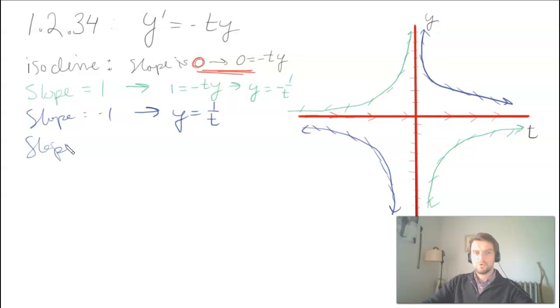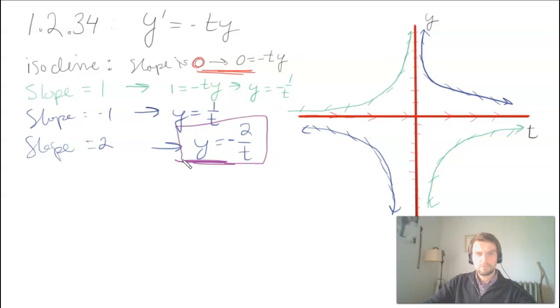Maybe we should draw 1 or 2 more. If the slope is, say, positive 2, then what we're going to end up with is y equals negative 2 over t. I meant to do it in a different color. Maybe we should make this one purple. So for the purple isocline here, that's going to be a steeper slope, so it's going to be this other purple right here, the steeper positive slope than before.